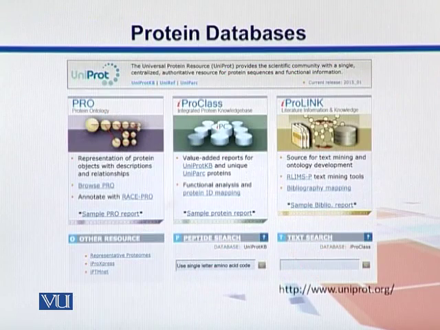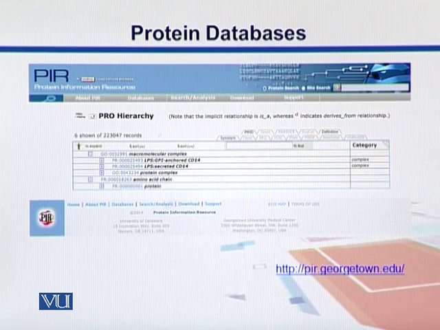Here is the page of UniProt. As you can see, we have 3 main sections. We have protein ontologies, labeled as PRO. Then we have PIRSF, where we can have the sequences, and iProLINK tells us about the literature. Here we look into the PRO, which is the protein ontologies.